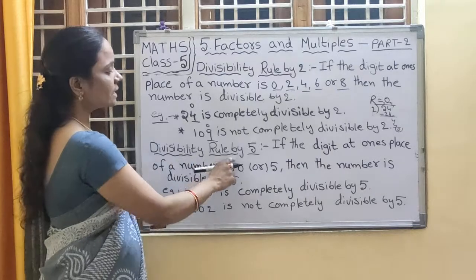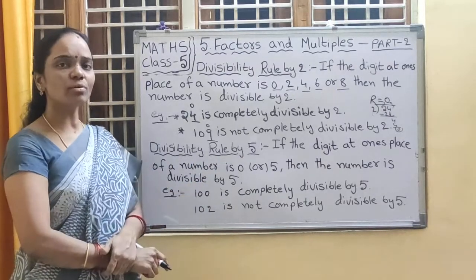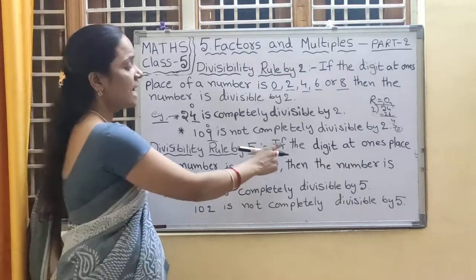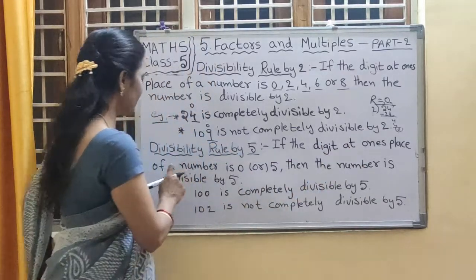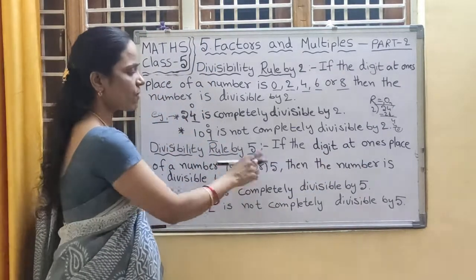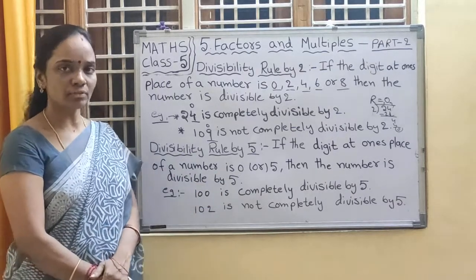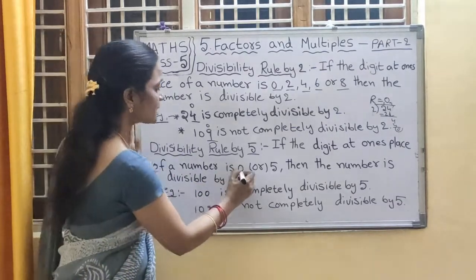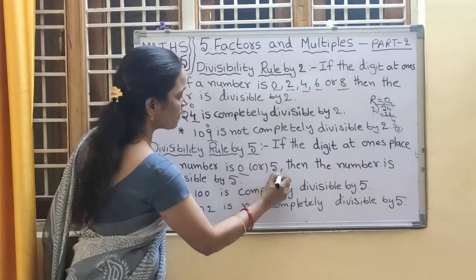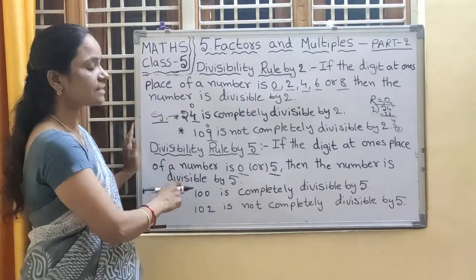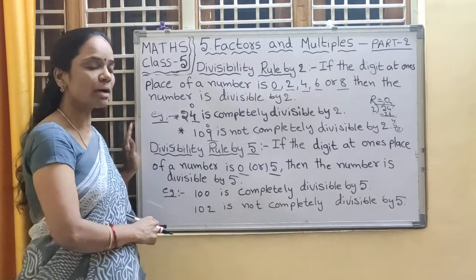Next, divisibility rule by 5. What is a divisibility rule by 5? Yes, look at the board. If the digit at ones place of a number is 0 or 5, then the number is divisible by 5, completely divisible by 5. If the ones place digit is 0 or 5, then we can say that the given number is completely divisible by 5.